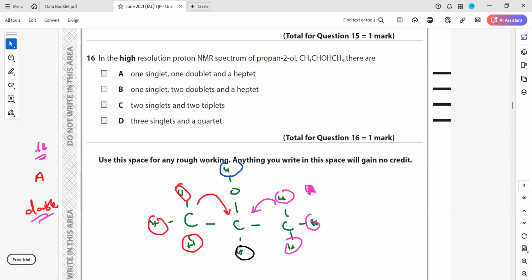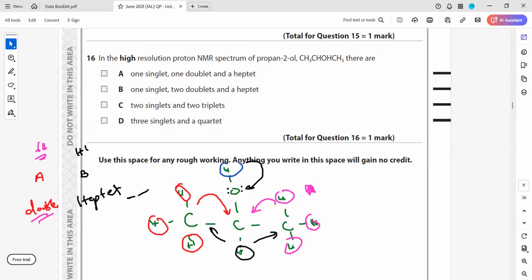What about this one? This hydrogen, how many neighboring hydrogen are there? Three here and three here, six. So for this one hydrogen, six neighbors are there. So six plus one, seven. So it will be heptet, or septet. And this hydrogen, oxygen does not have any neighbor, whenever it's there, we check, oxygen does not have any hydrogen. Always it will be a singlet because of an OH.